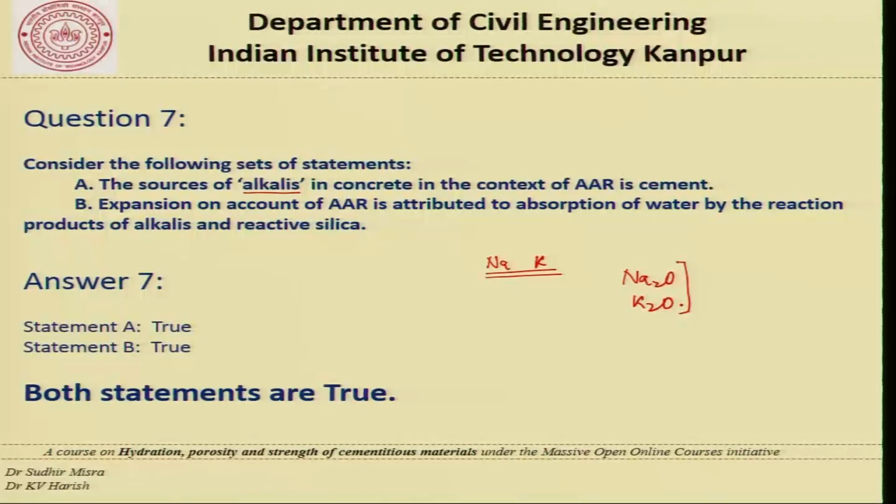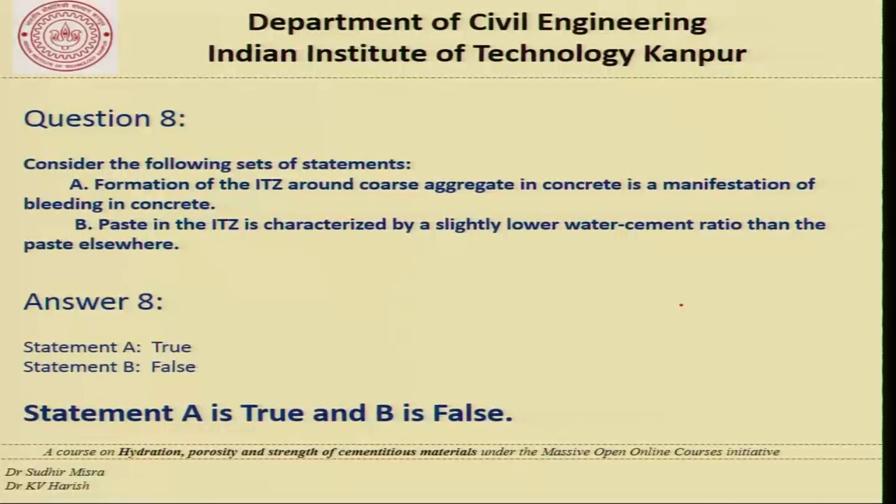content of cement. Expansion on account of AAR is attributed to absorption of water by the reaction products of alkali and reactive silica. This statement is true. So question number 8, the formation of the ITZ around the coarse aggregate in concrete is a manifestation of bleeding in concrete. This statement is true.